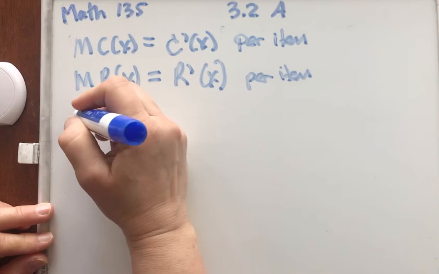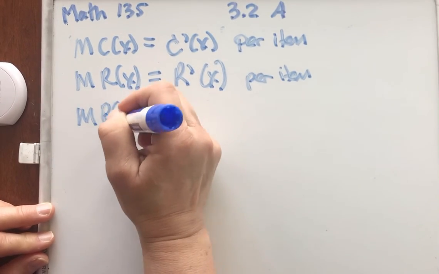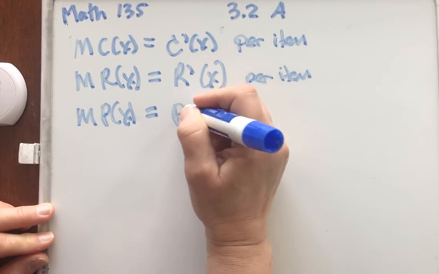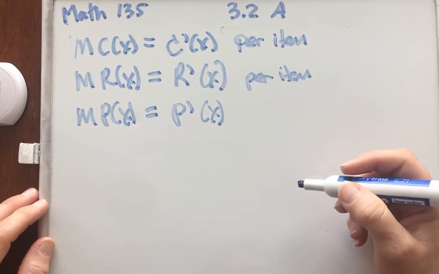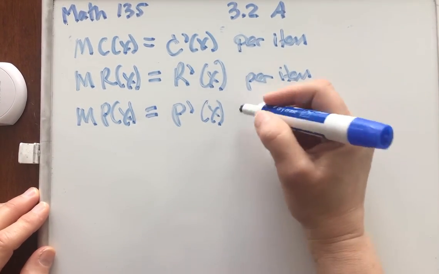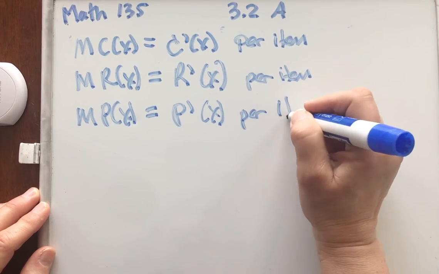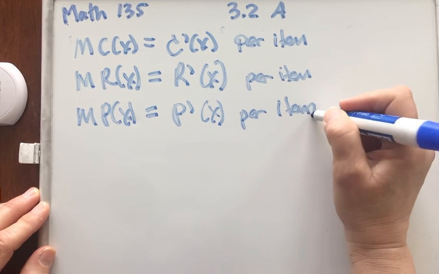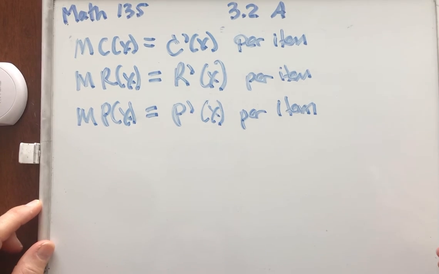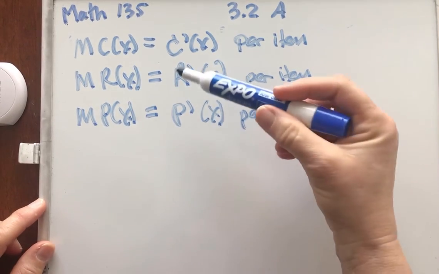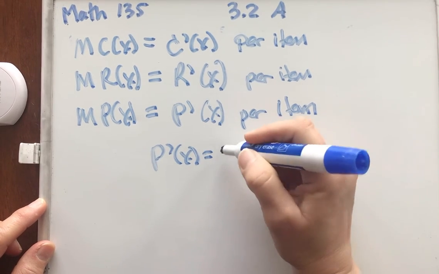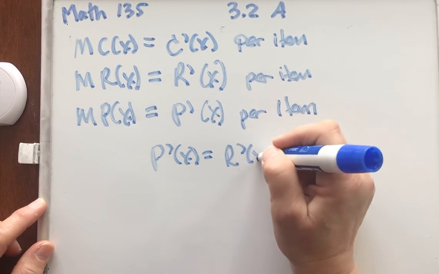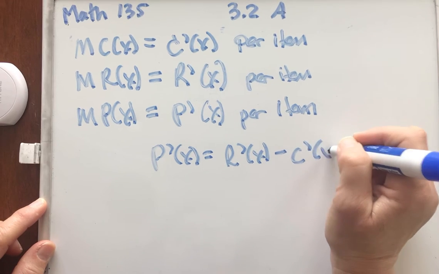And hence, we can conclude the marginal of the profit function is just the derivative of the profit function per item, okay? Now, it would be the same thing as saying we can also conclude P prime of x equals R prime of x minus C prime of x.